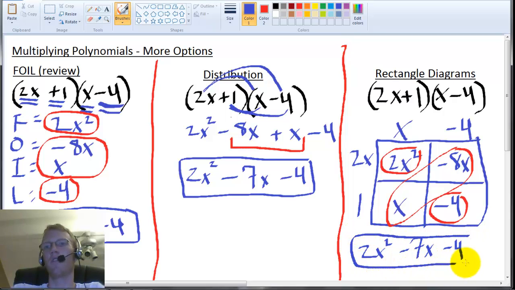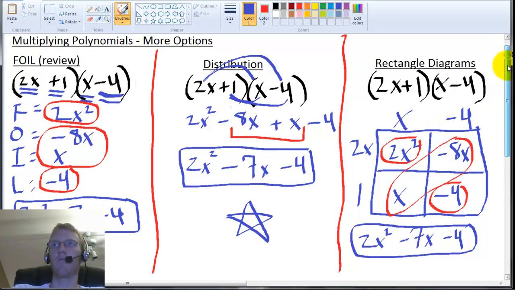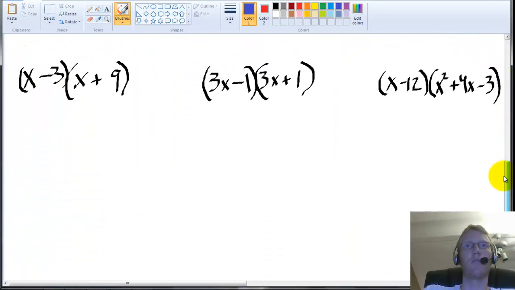So you can see that no matter which way you choose to do it, obviously you get the same answer. You can use whichever one you think is easiest. Personally, I like to use this one because I think it requires the least amount of space. But if you're more comfortable with these other methods, by all means, you're encouraged to use them. So I'm going to do one more example using each of these 3 methods, but I'm going to do a different example for each one. Okay, so here we go.